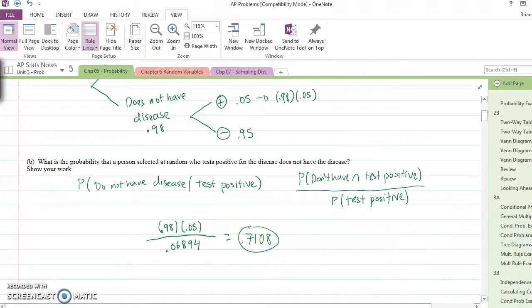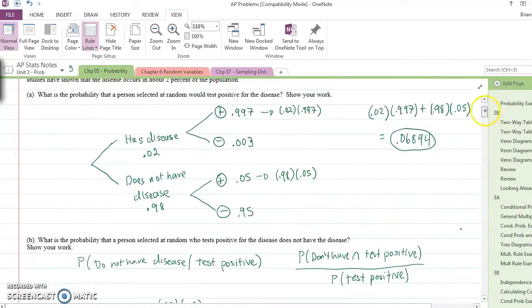So this means that out of the people who test positive, about 71% of the people don't have the disease, which means this test is not as accurate as we would like it to be, because out of the positive results that come out, 71% of them are false positives. Obviously, this is assuming that we did this question correctly.